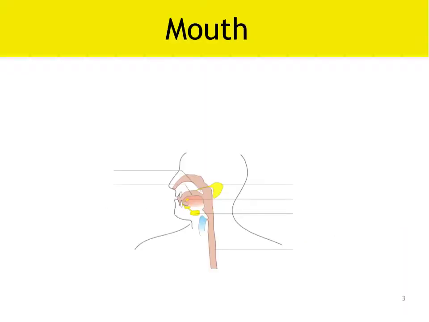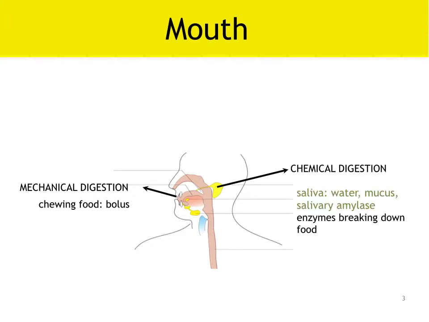So just to recap, food is ingested using the teeth, lips, and tongue, and chewing food is an example of mechanical digestion. This is that the food is broken down into smaller pieces so that it can easily be swallowed. The tongue mixes the food with saliva to form a bolus, which is then swallowed. Saliva is made in the salivary glands, and it's a mixture of water, mucus, and salivary amylase. Chemical digestion also occurs in your mouth because enzymes are breaking down the food.